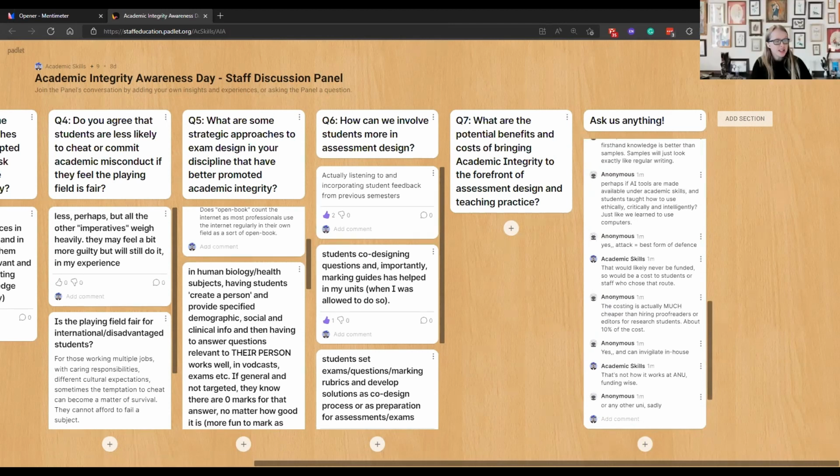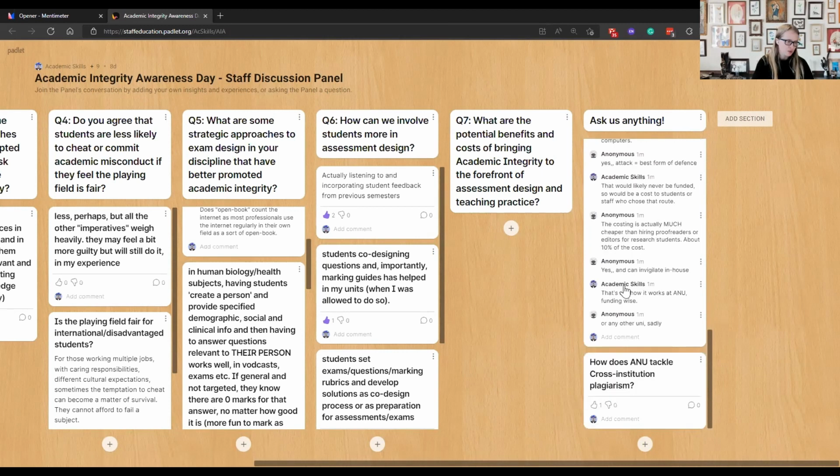Oh, there's a good one here. How does ANU tackle cross-institution plagiarism? Which is just tricky. Even within courses, it's difficult. In a history course, someone might really recycle an assignment and submit it again. But cross-institutional is very hard to prove. Has anyone had experience with that? It got two thumbs up very quickly, so I'm imagining that's something that is happening. If any of our panelists want to talk to that, or perhaps even Royston.